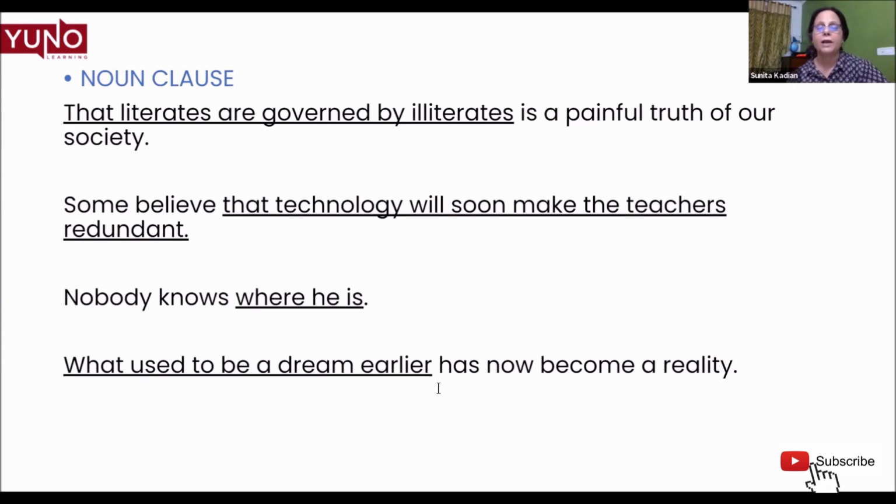Something has become a reality now. What is it that has become a reality? What used to be a dream earlier has now become a reality. Something has become a car park now. What has become a car park now? Maybe a children's park has become a parking space now. So what used to be a children's park has now become a parking space.